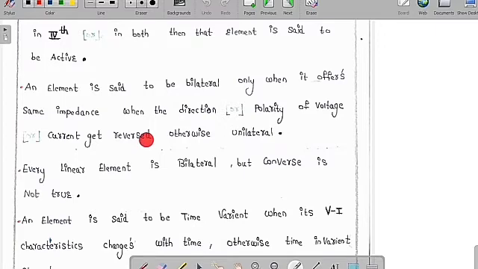So even if you change the polarity of the voltage or current, if the impedance remains the same, then we say that element is a bilateral element, otherwise it is said to be a unilateral element.